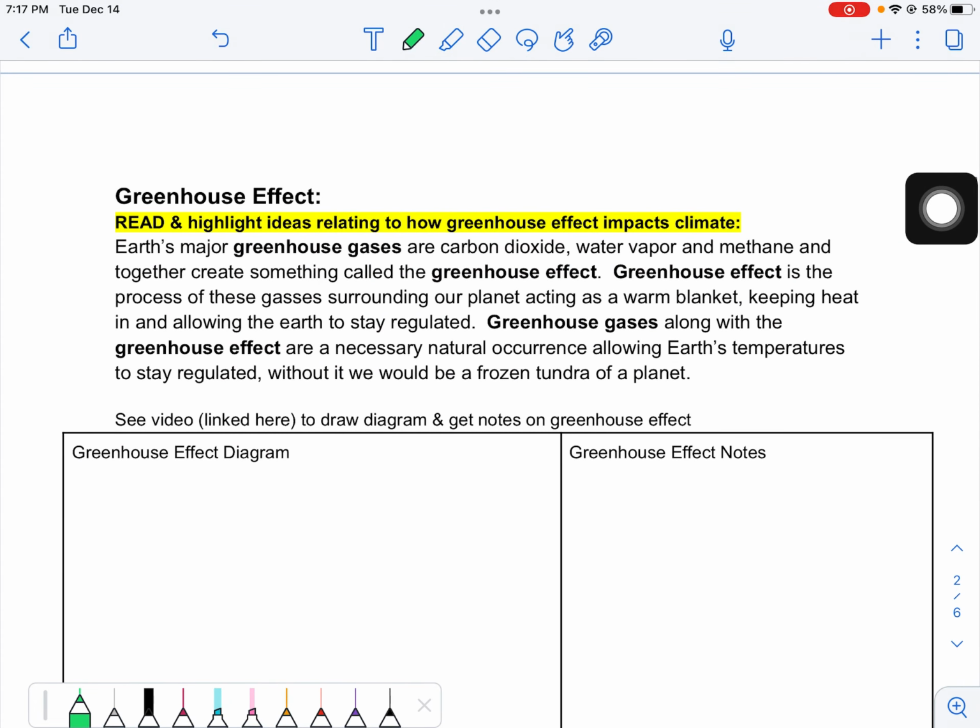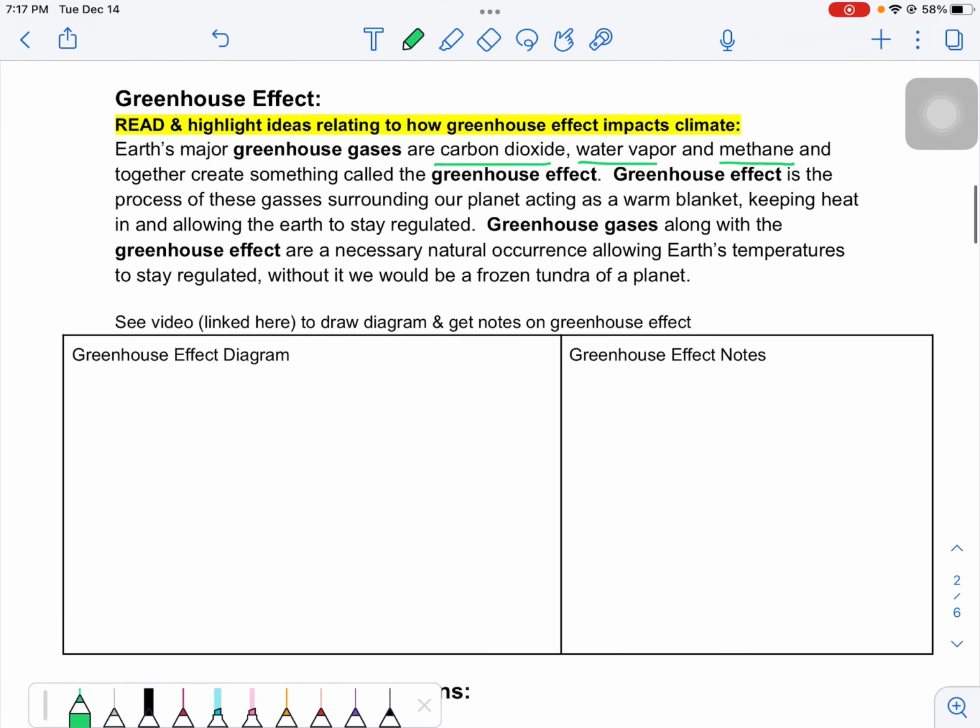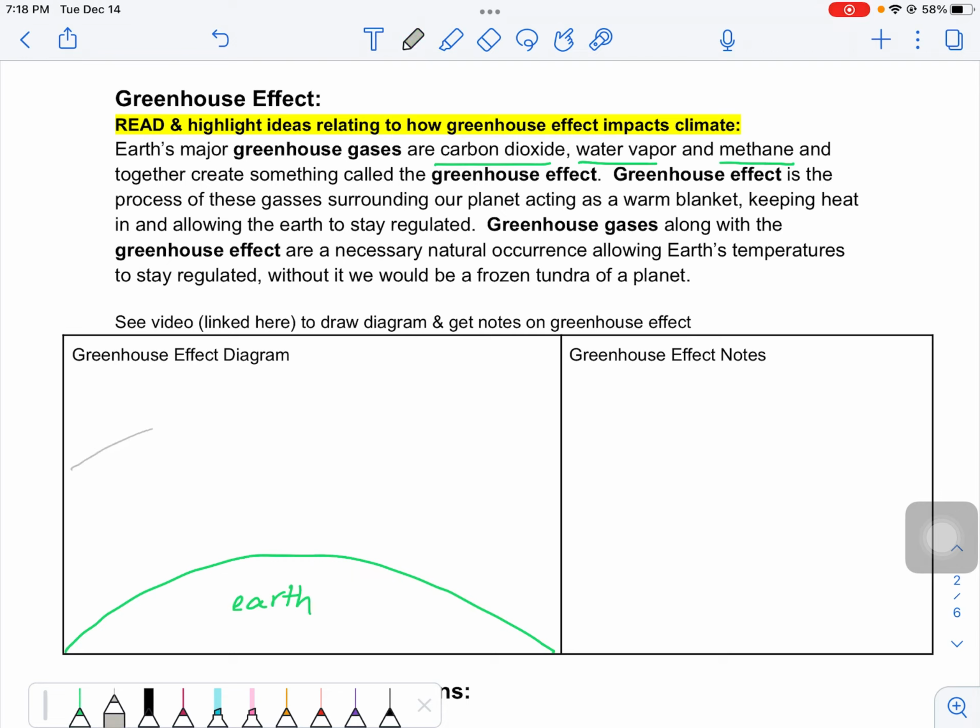And so now here's where we're at. We're thinking about how these greenhouse gases cause this idea of greenhouse effect. Our major greenhouse gases are, of course, carbon dioxide, water vapor, and methane. Together, they make this greenhouse effect on the Earth. So what we want to do is diagram this out and then put a few notes in to solidify our thinking about what this greenhouse effect is. To make our diagram, we're going to start here with, of course, the Earth. And then we want to put in our atmosphere.